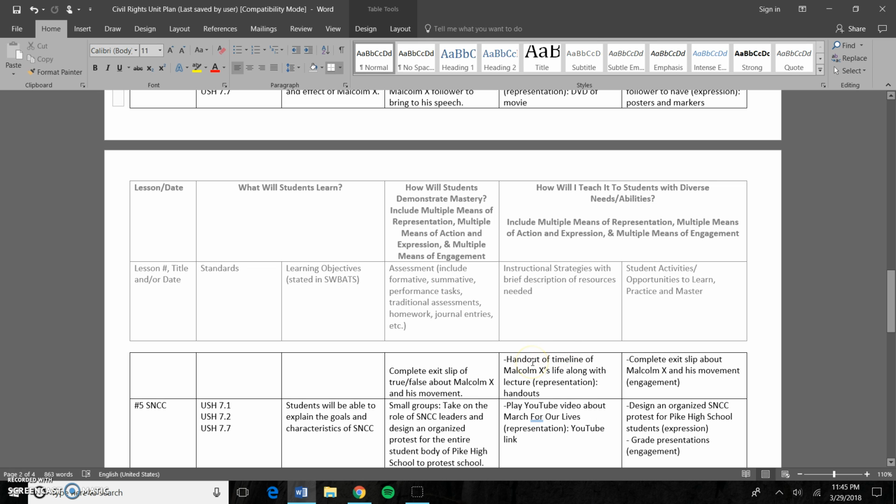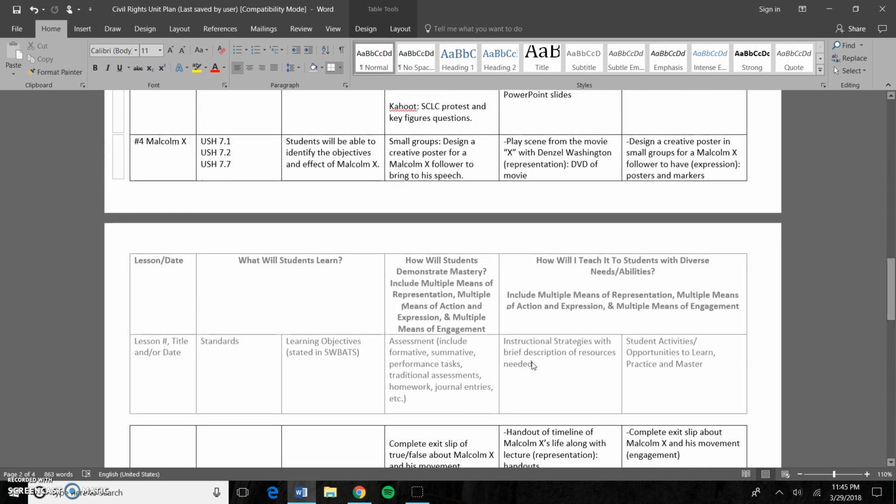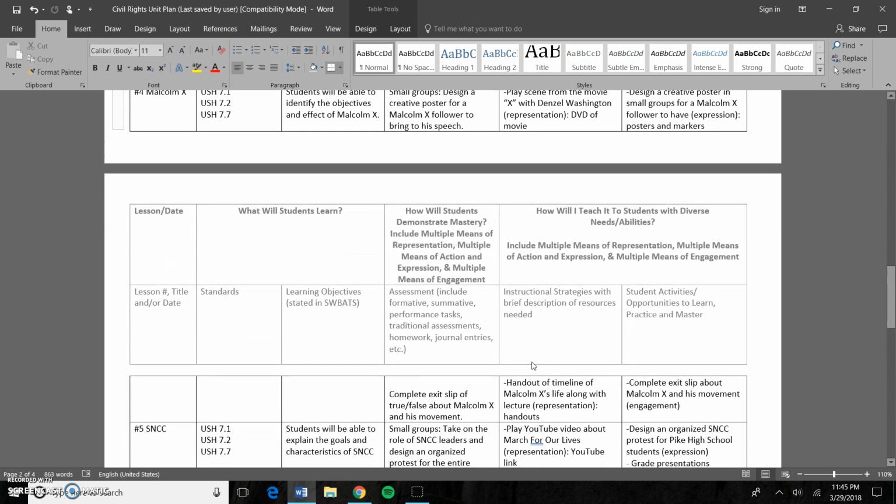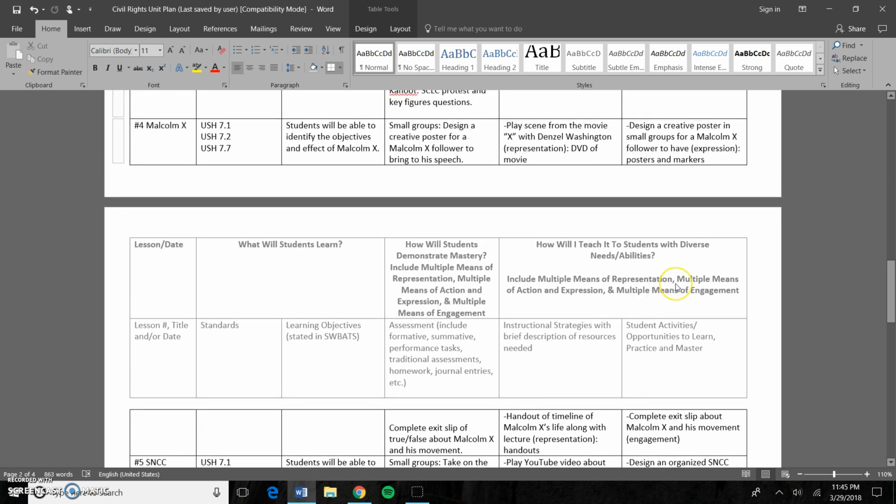Then we'll have some notes, some lecture, but in the form of a timeline, and we'll have this as a handout for students to use as we look through Malcolm X, his timeline, and his brief tenure working with the civil rights movement.